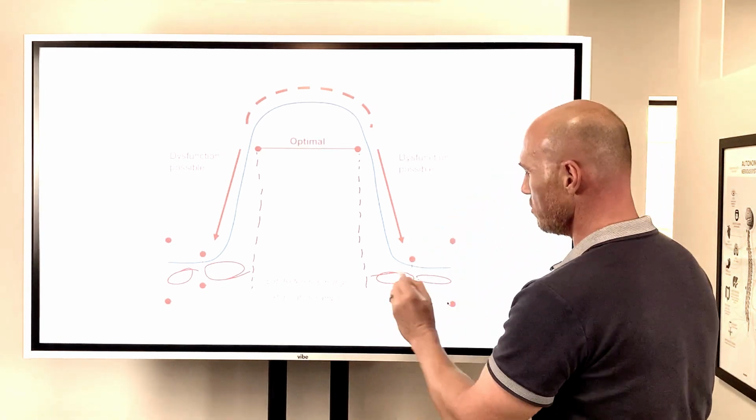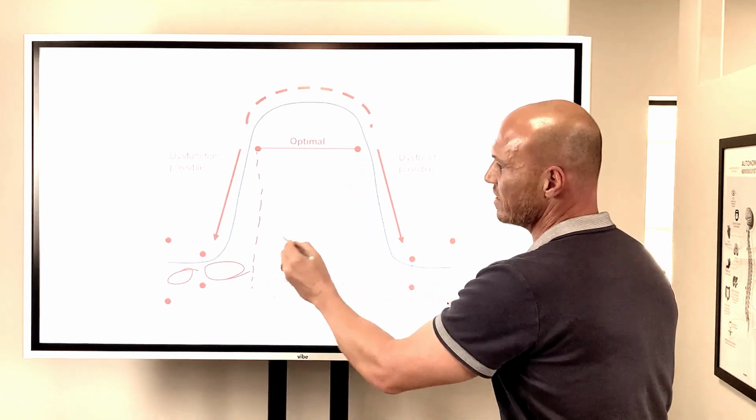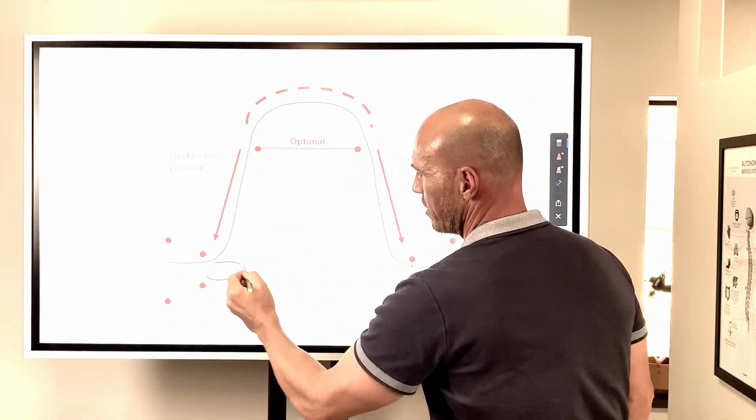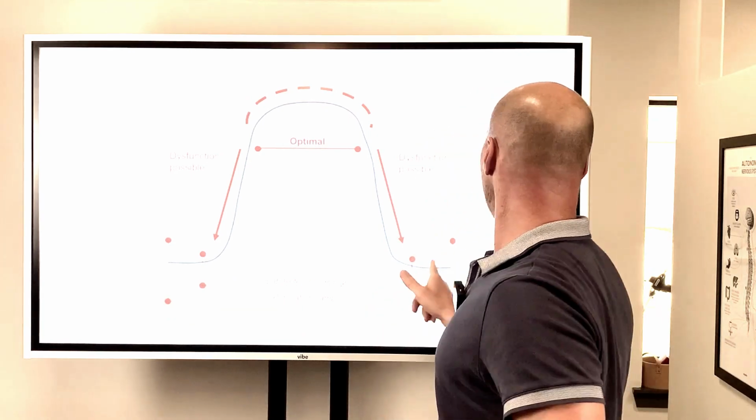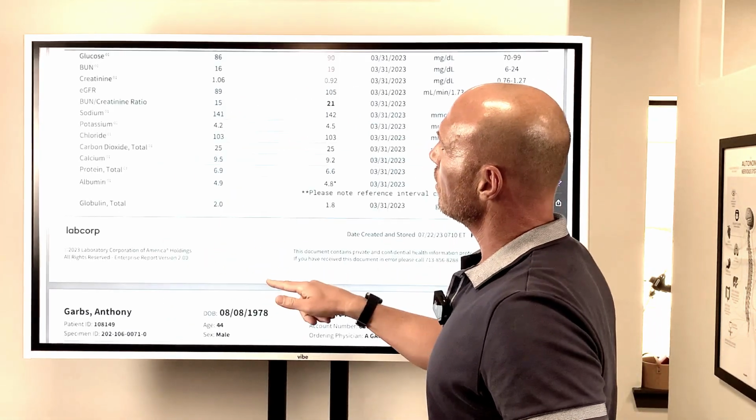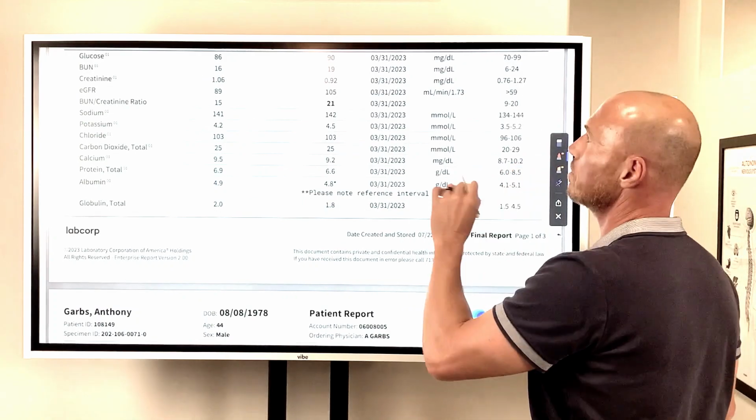So let's use a live example. I'll show you some lab work. It's actually mine. Okay, so let's use the glucose marker.